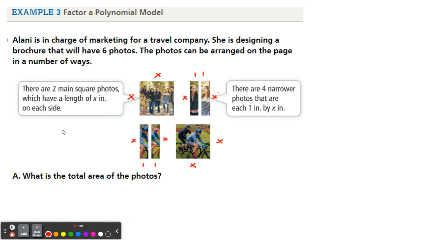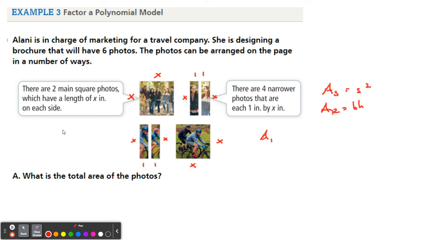So what we can do here is look at the individual areas, or we could look at them all together. So let's do a little bit of both. First off, area of a square is side length squared. Area of a rectangle is base times height, or length times width. Okay, so we have 2 squares and we have 4 rectangles.